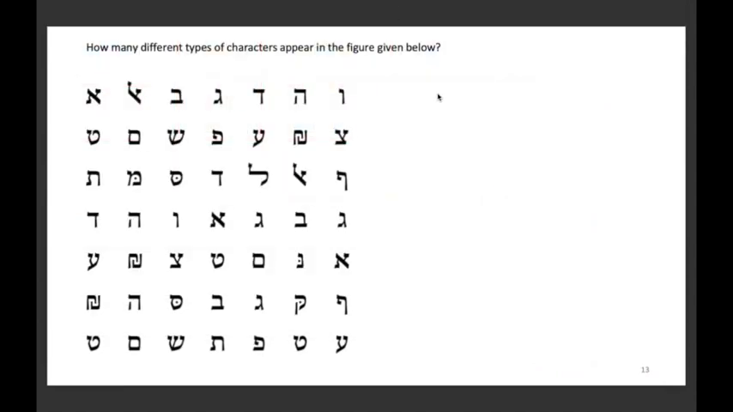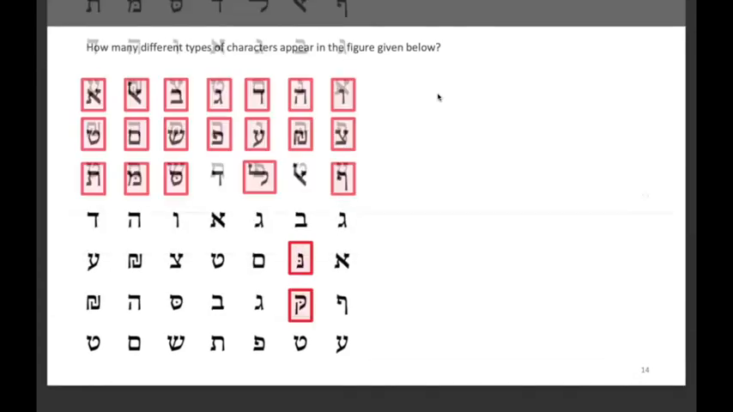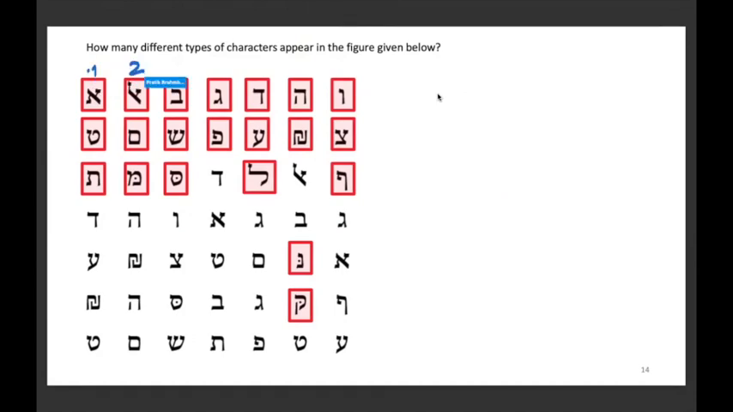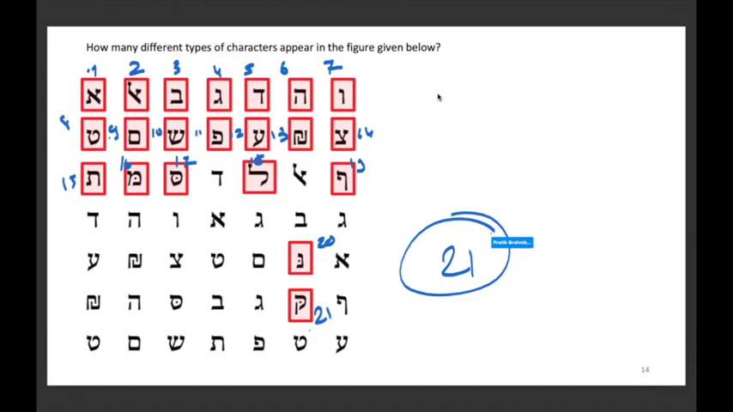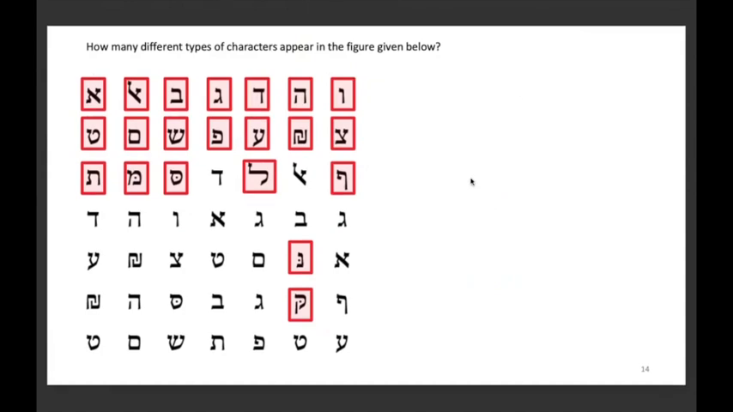How many different types of characters appear in the figure given below? We're given here a figure. We have to count the total number of characters that are there in this figure. These are all the characters that are there. So there are 1, 2, 3, 4, 5, 6, 7, 8, 9, 10, 11, 12, 13, 14, 15, 16, 17, 18, 19, 20, and 21, making a total of 21 characters. Okay, we'll move to the next one.